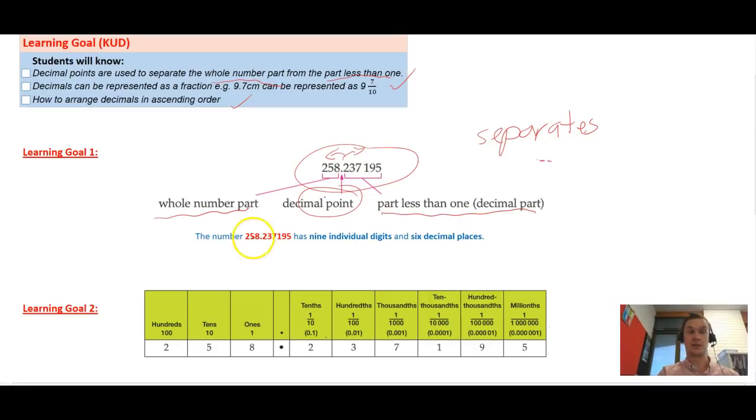Now it's important that you understand here also that this number has 9 individual digits, so you'll count all these numbers here. There are 9 of them. They're digits, but everything to the right of the decimal point, they're decimal places. So this number has the 9 individual digits, and then to the right of the decimal point we have 1, 2, 3, 4, 5, 6 decimal places. So when we have questions, such as round to the nearest decimal place, or how many decimal places, make sure you understand the difference. So the key learning goal here is that the decimal point separates the whole number from parts of a whole.